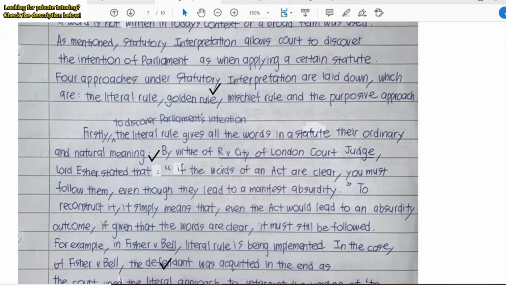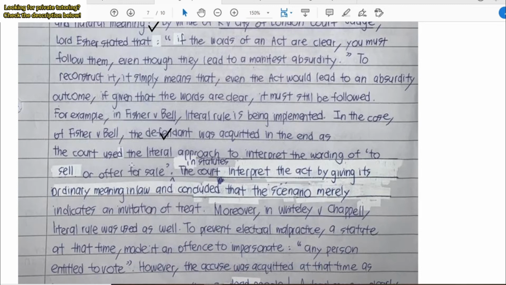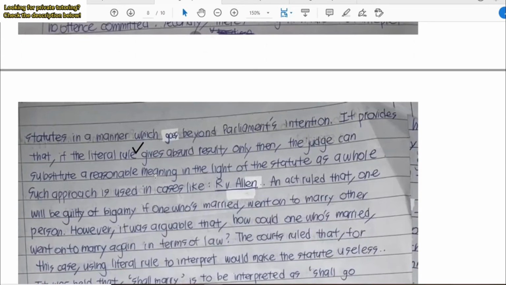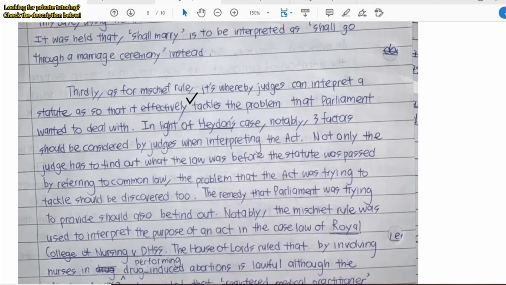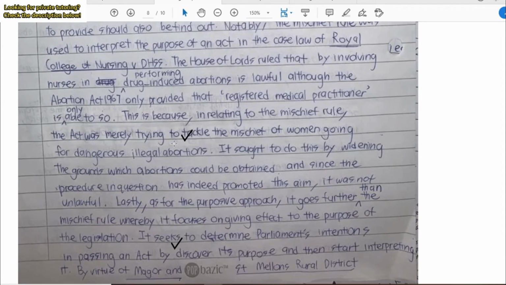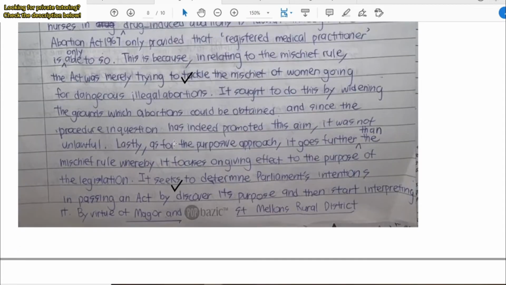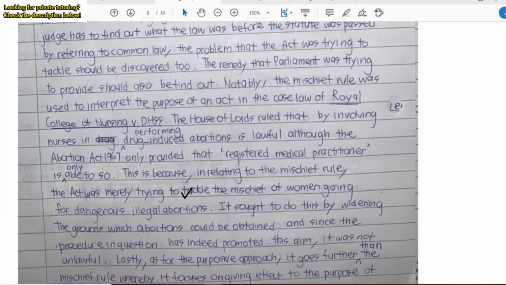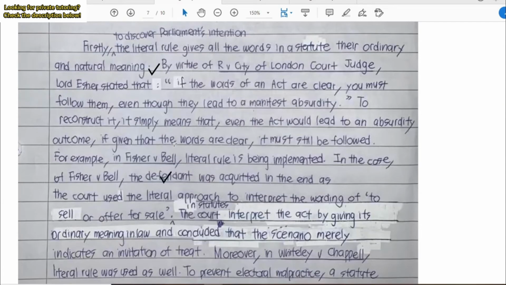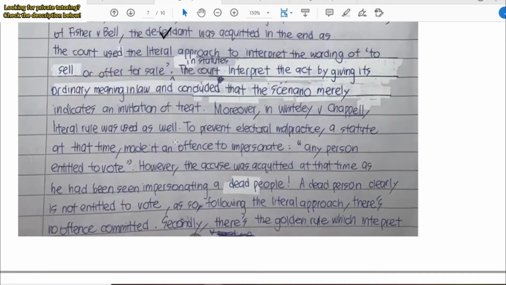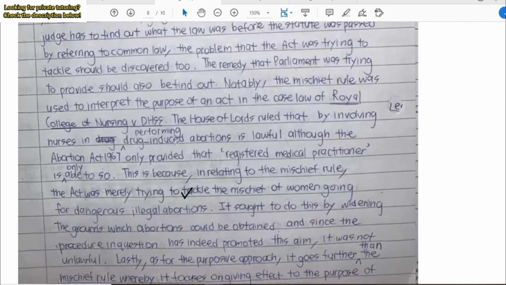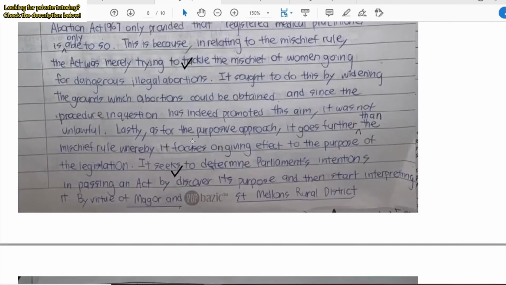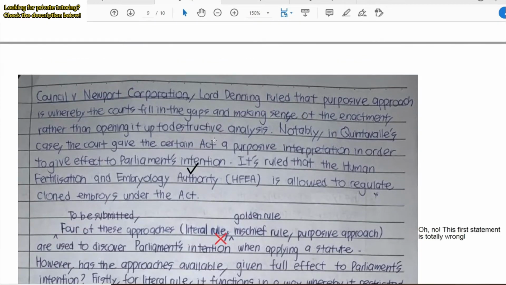Then you go through all this, Fisher and Bell, and how the literal rule, golden rule, mischief rule work. It's fine, but you know what, too much attention is given to it already. Look at that, it's one whole paragraph, another paragraph, and another big huge paragraph. It's more than 2 pages worth of talking about the literal approach already, which is not very good.